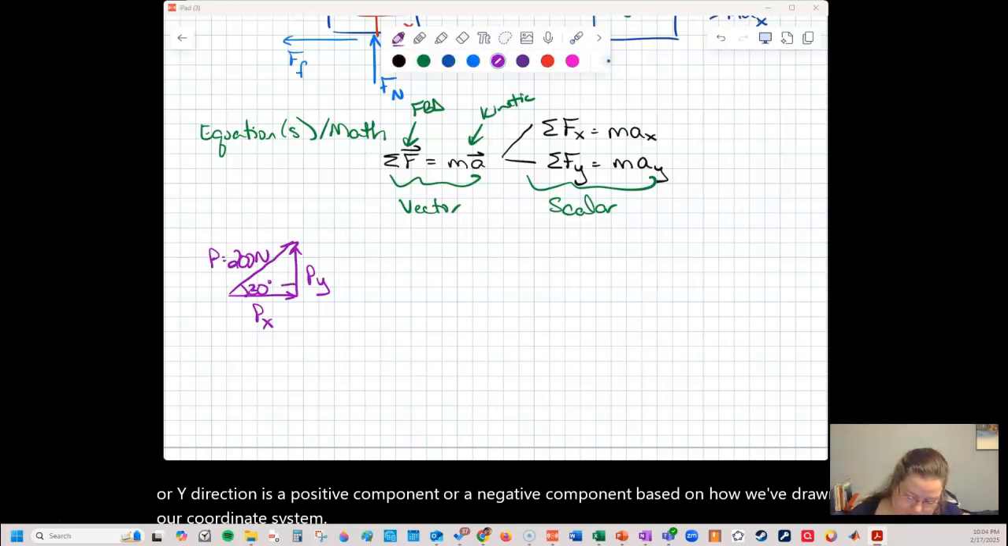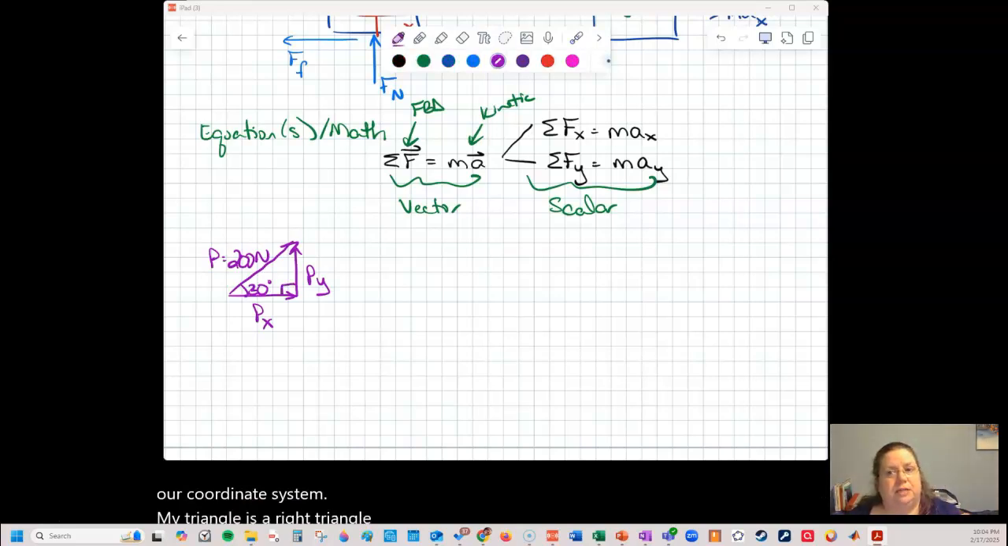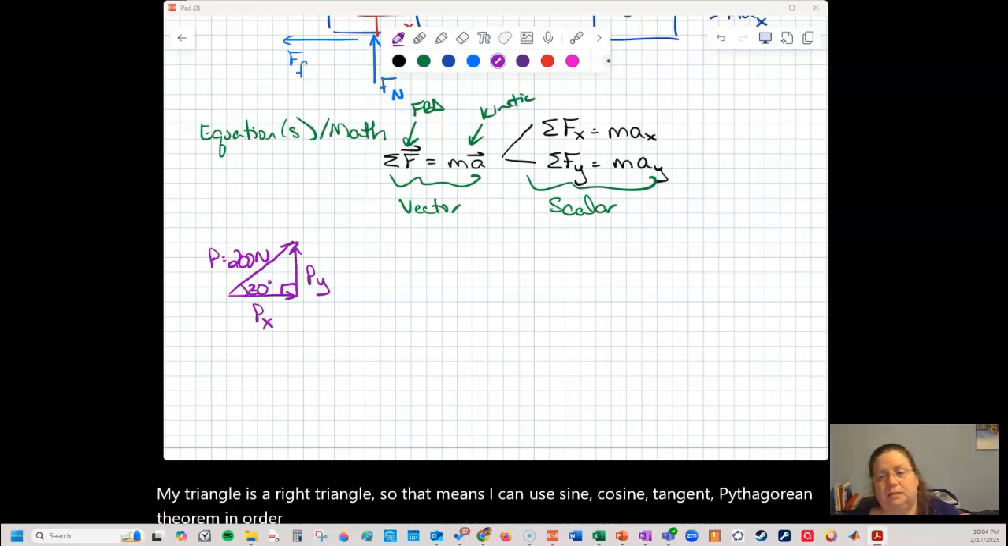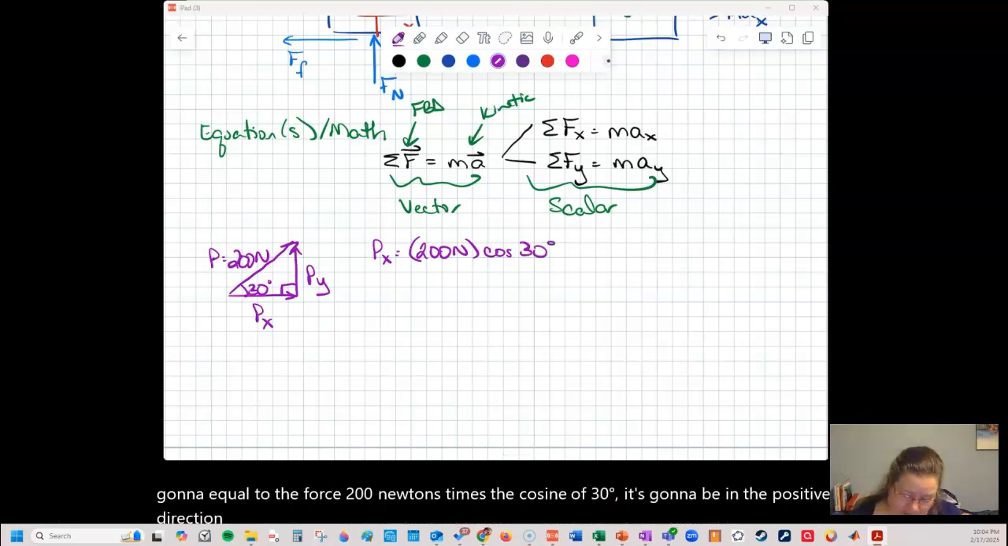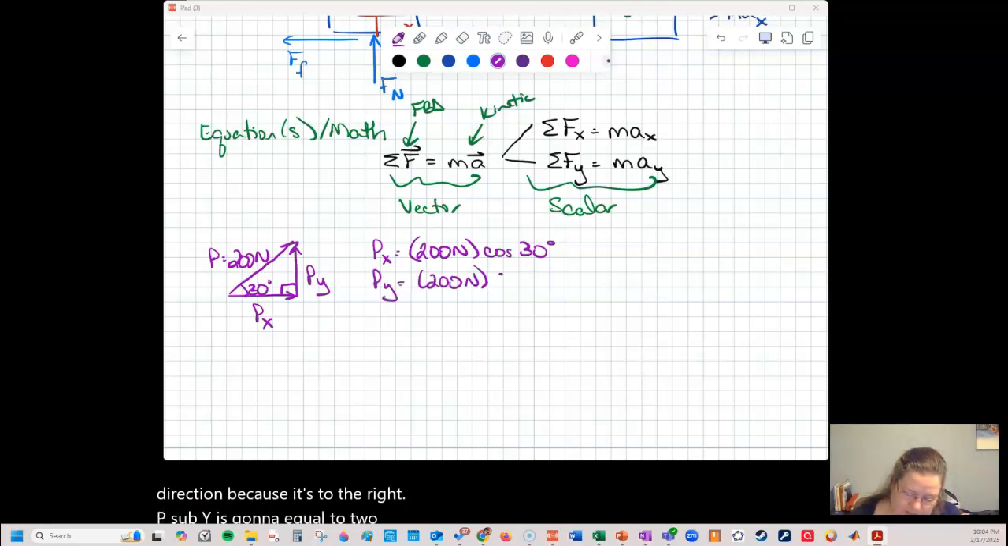My triangle is a right triangle, so that means I can use sine, cosine, tangent, Pythagorean theorem in order to solve it. So if I want to find the P sub x component of this, P sub x is going to equal the force, 200 newtons, times the cosine of 30 degrees. It's going to be in the positive direction because it's to the right. P sub y is going to equal 200 newtons times the sine of 30 degrees.